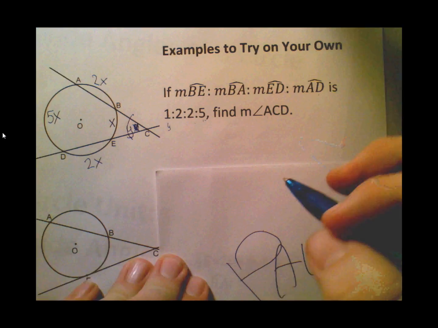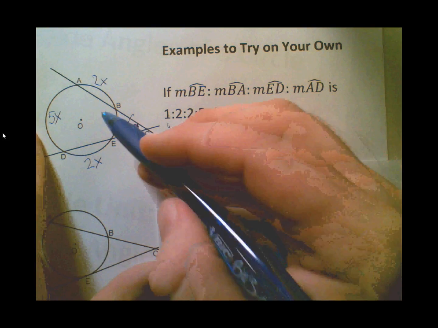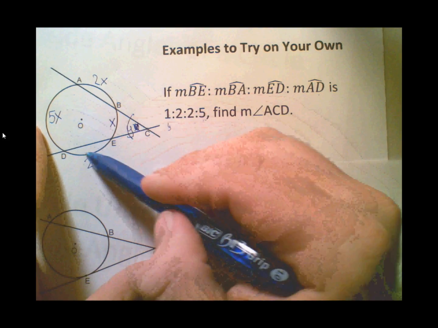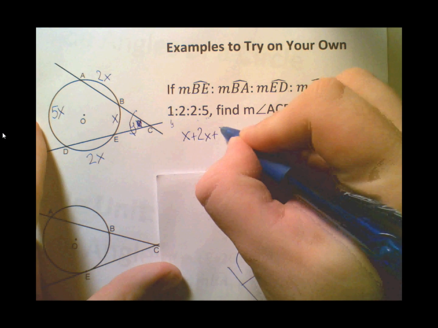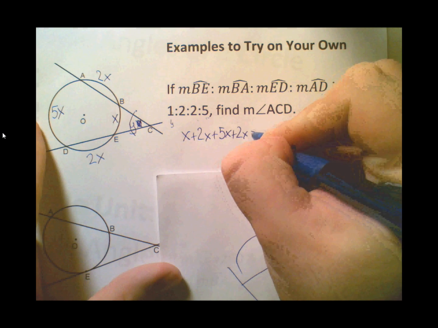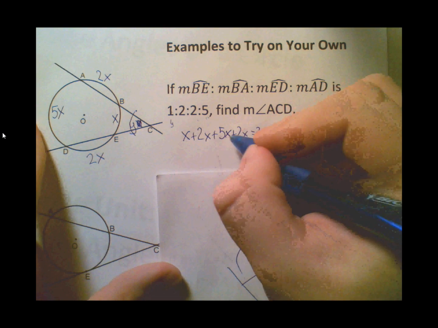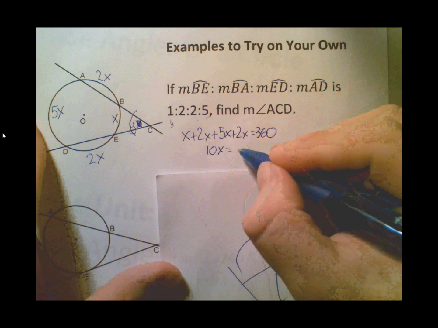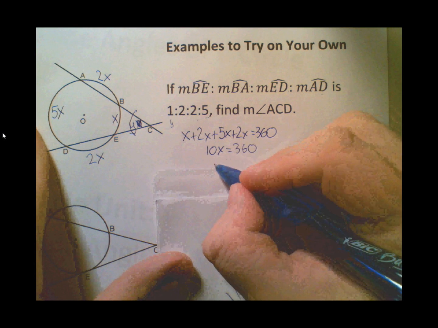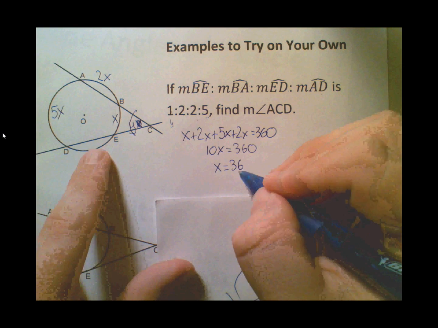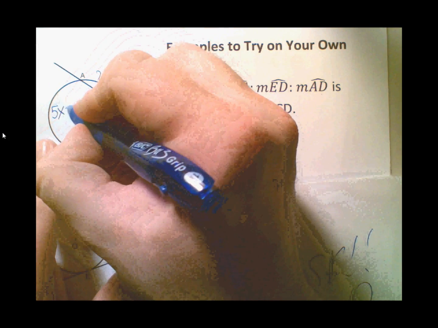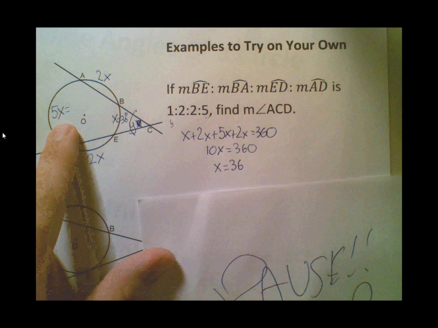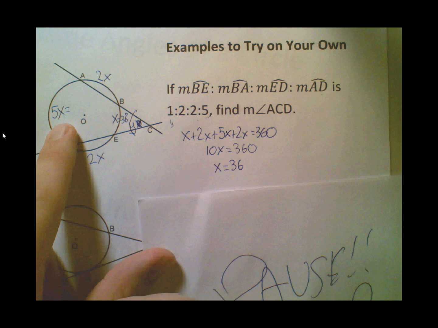Now, remember, what do I know about a circle? All the arcs add up to 360 degrees. So we do x plus 2x plus 5x plus 2x equals 360. When you work this out, you get 10x equals 360, and x is going to be equal to 36. But that means that this angle right here is 36 degrees, and this angle here is going to be equal to 5 times 36, which ends up being 180 degrees.